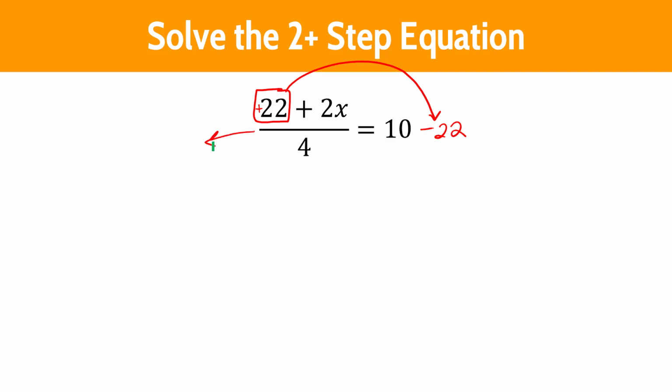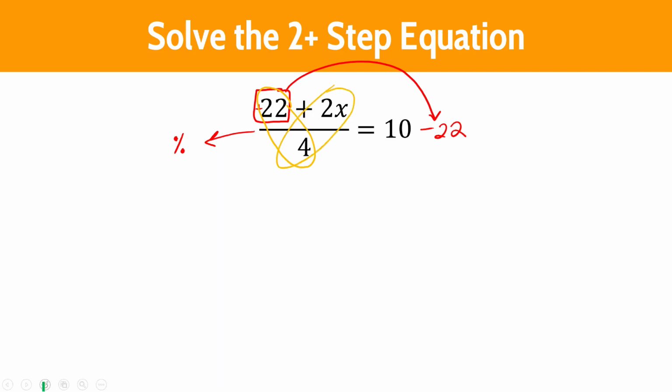What operation is this fraction sign implying? That's division. So really, we can't just be moving the 22 the way we see 22. That's actually 22 divided by 4. So in this fraction problem, we got two things happening. This 22 is being divided by 4 as well as this positive 2x.